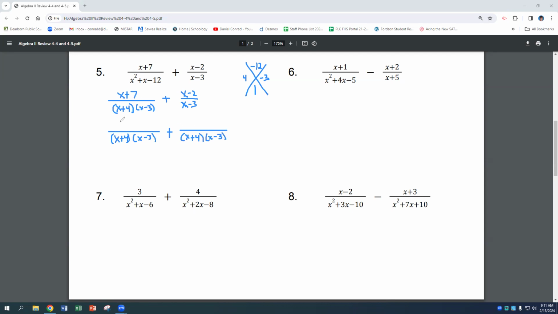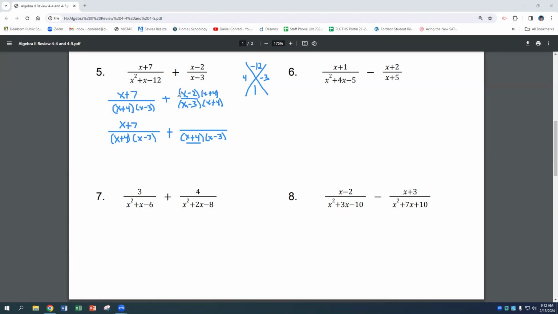Okay, so my first term is all set. I can just bring down my x plus 7. My second one, though, I'm missing an x plus 4. So I need to multiply this one by x plus 4 on the bottom. If I multiply the bottom by x plus 4, I'm going to need to multiply the top as well.